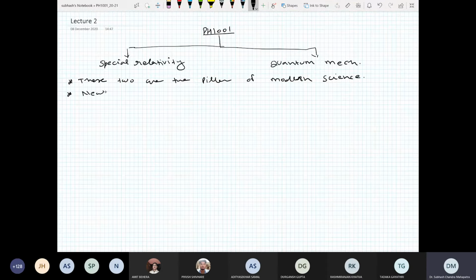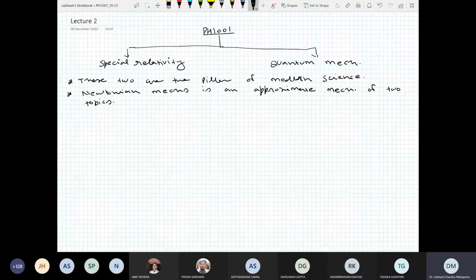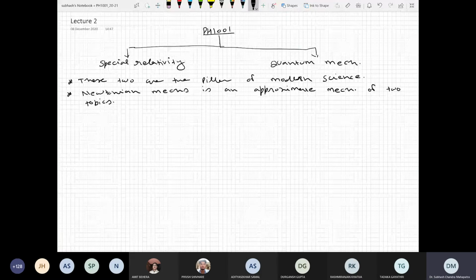So Newtonian mechanics is an approximate mechanics of these two theories. Whatever you have learned in your kindergarten classes and your 11th, 12th, is in some way an approximation of special relativity and quantum mechanics. So Newtonian mechanics is not the true theory of our nature.